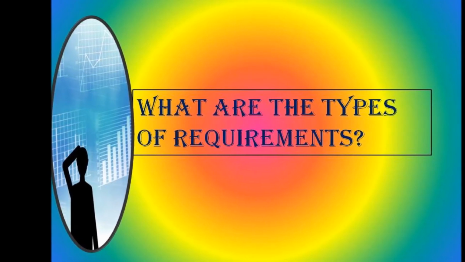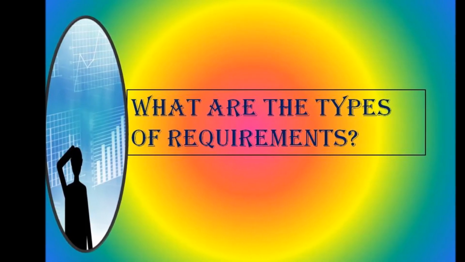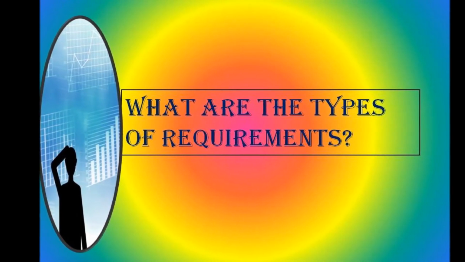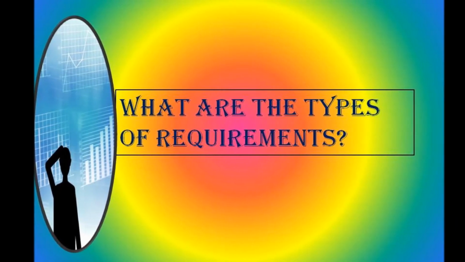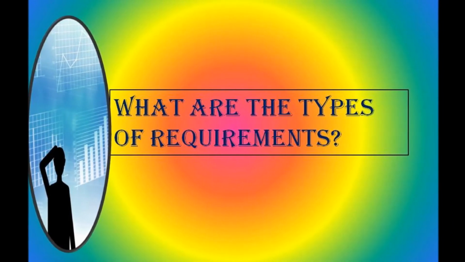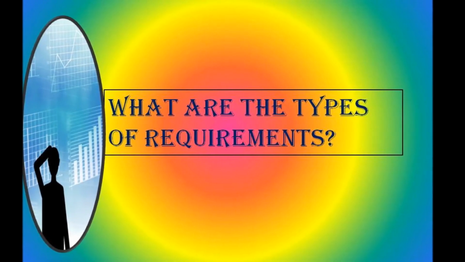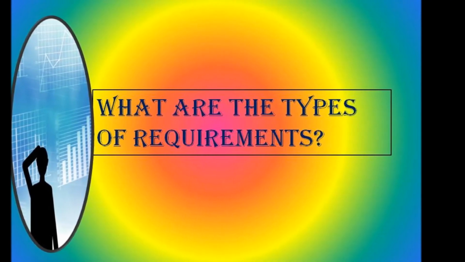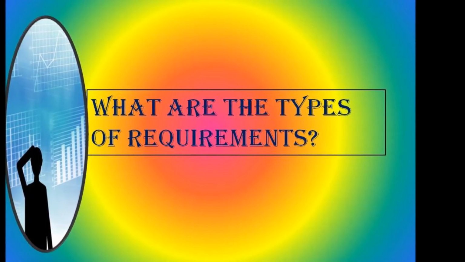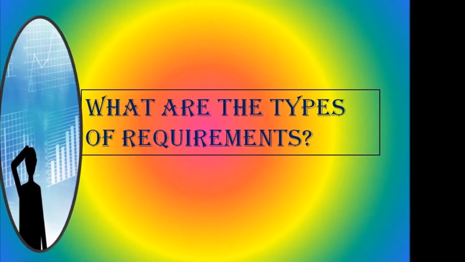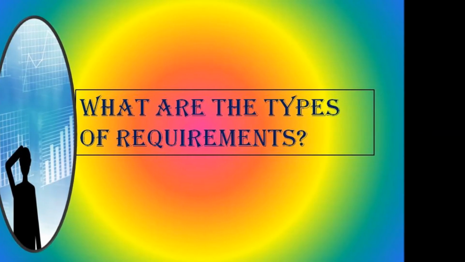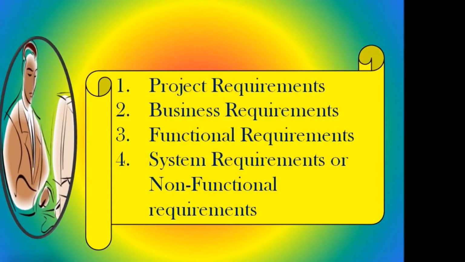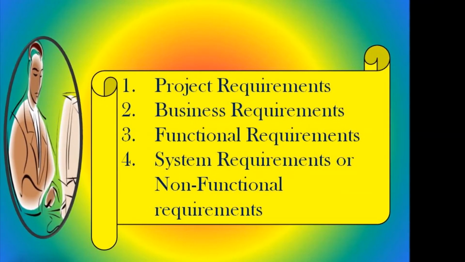Since there are different points of view about a solution, there are also different kinds of requirements. Each kind describes a different aspect of a solution. Types of requirements define how the project is supposed to be created and implemented. 1. Project requirements. 2. Business requirements. 3. Functional requirements. 4. System requirements or non-functional requirements. Now let us discuss one by one in detail.